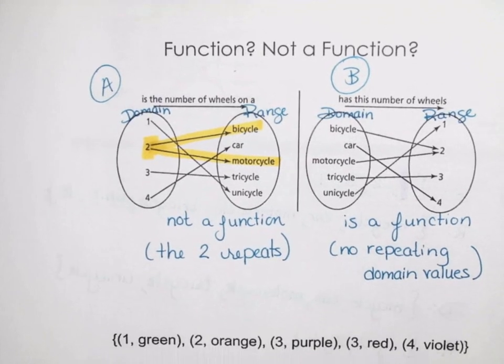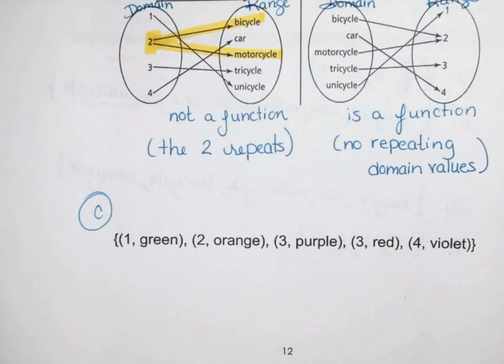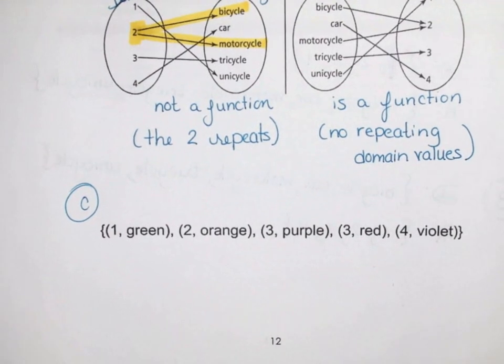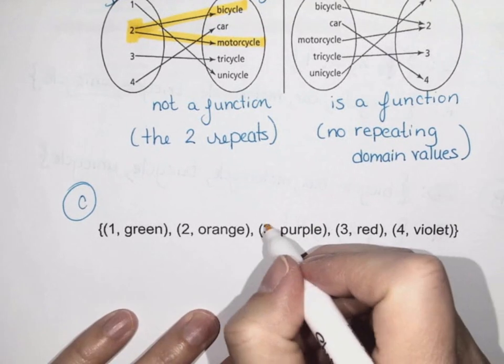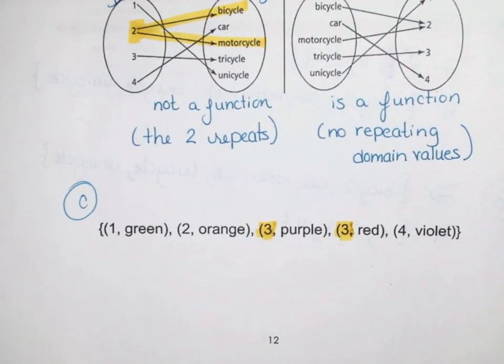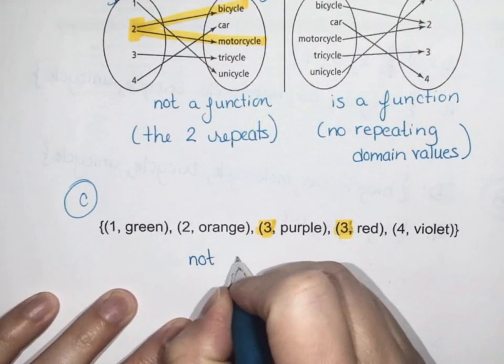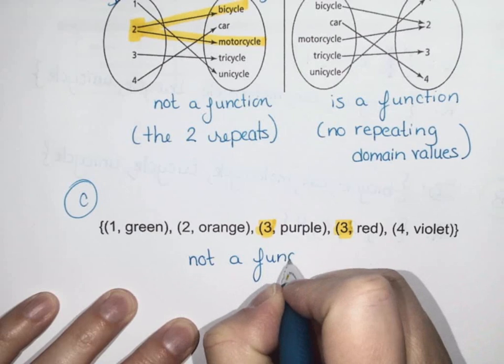So remember that your domain is your first set. Okay, let's go down to this ordered pair one. This is like example C. Is this a function? No. Why? Because there are repeats in the domain. Okay, what are the repeats in the domain? 3. So in the first set, we see that 3 happens twice. So this is not a function.